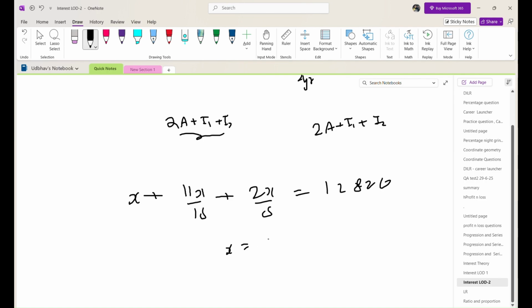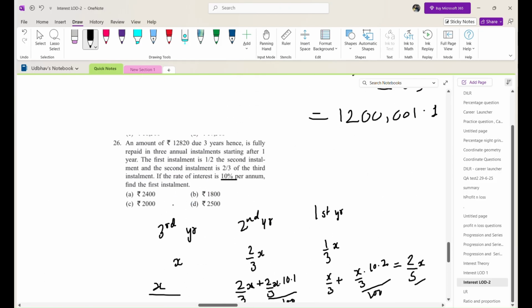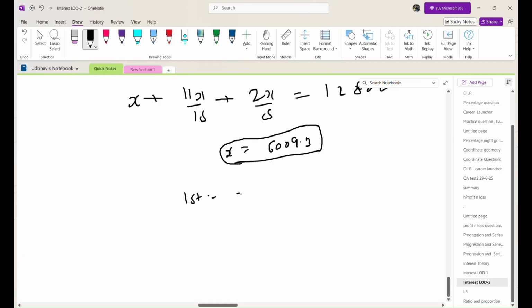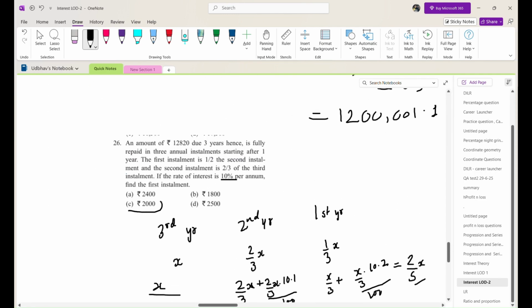So x comes out to be 6009.3. Okay, so 6009.3 is the installment of the third year, but we have to find the installment of the first year. The installment of the first year is x by 3, so 6000 by 3. So the first year installment is x upon 3, so 6009 upon 3 is approximately 2000. So our answer comes out to be 2000.